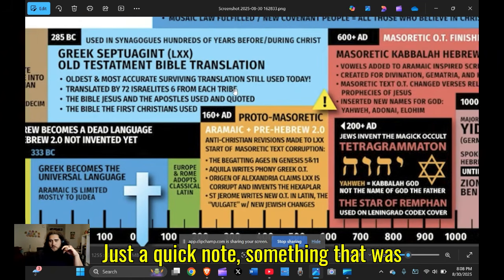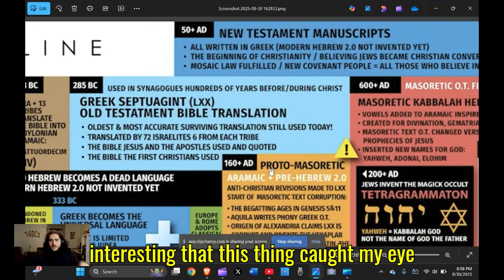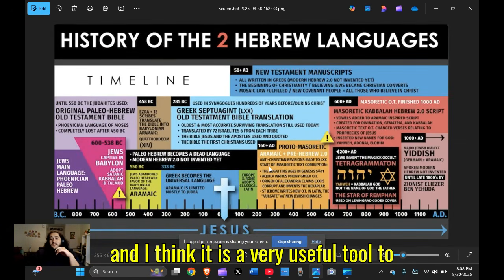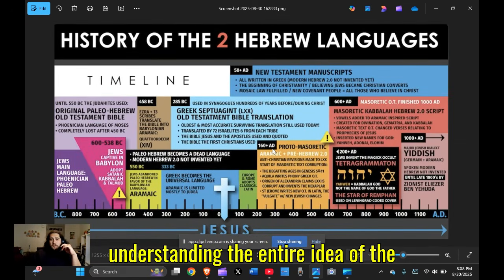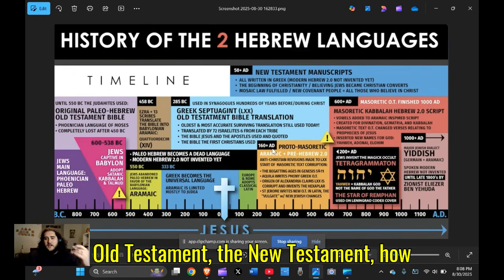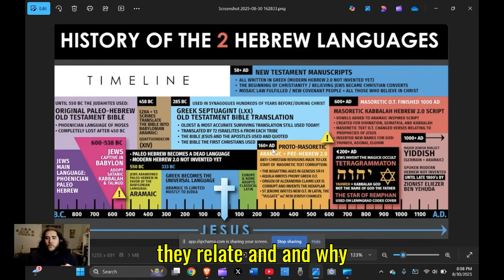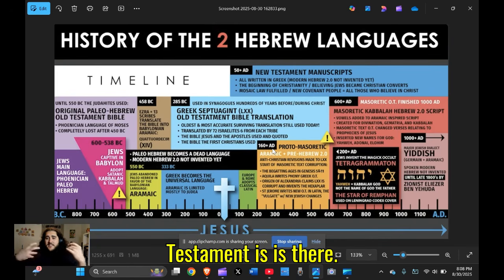So it's just a quick note, something that was interesting that caught my eye, and I think it is a very useful tool to understanding the entire idea of the Old Testament, the New Testament, how they relate, and why exactly that Old Testament is there.